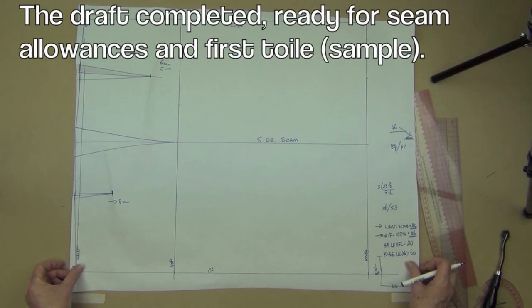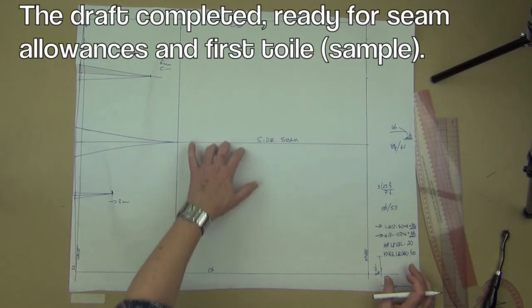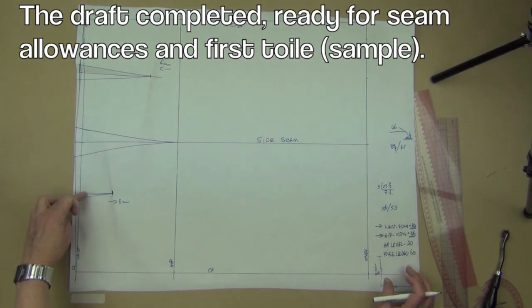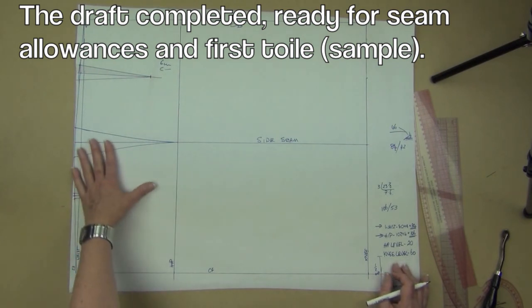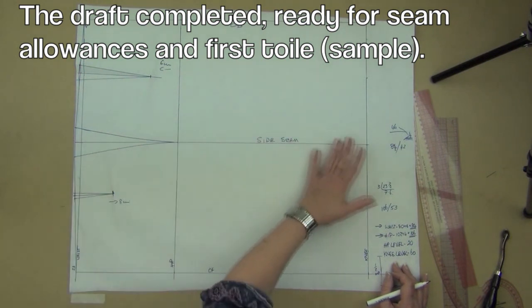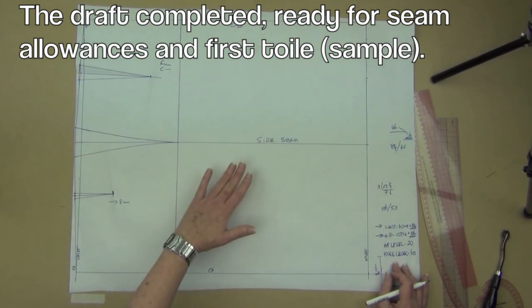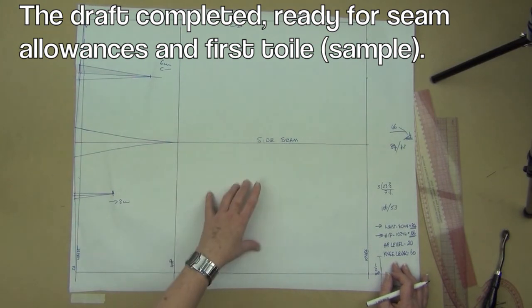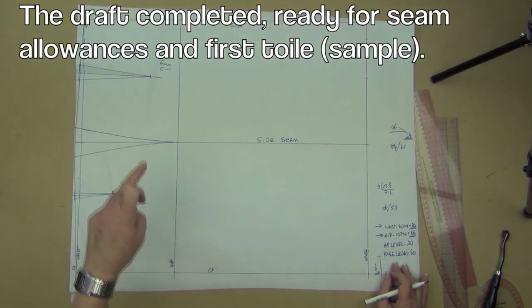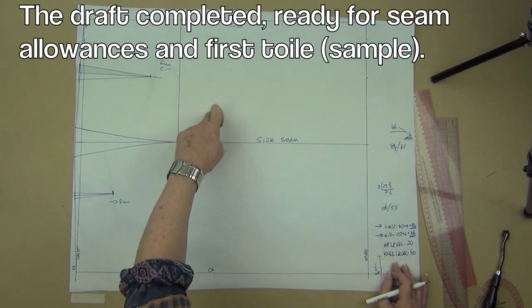So this is the draft completed. Centre front, side seam, centre back, back dart, side seam shaping, front dart. So now we will use this draft like a blueprint, and I'll put a fresh piece of paper on top and lift two separate toile patterns to do our test fitting. And so there'll be a front skirt pattern and a separate back skirt pattern.